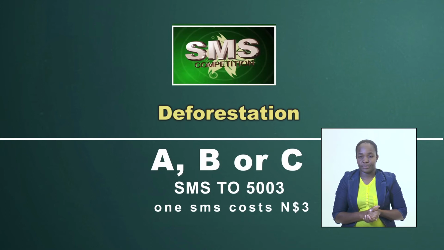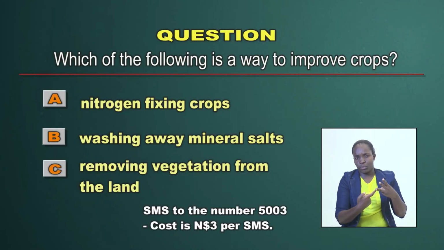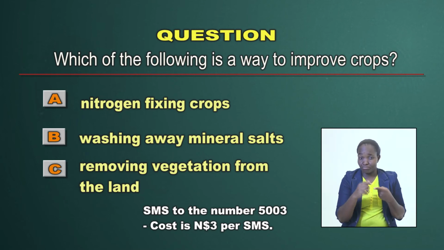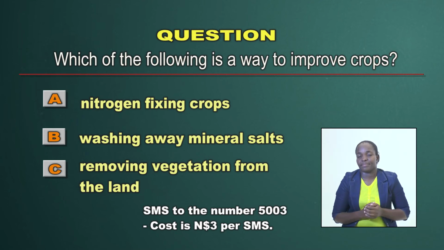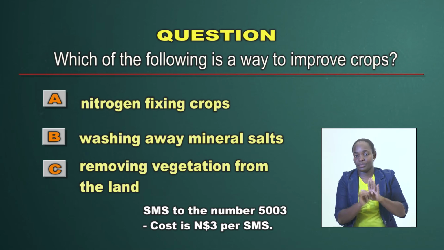Here is the question. Which of the following is a way to improve crops? A, nitrogen-fixing crops. B, washing away mineral salts. Or C, removing vegetation from the land. Which one of these methods is a way to improve crops? I'm sure you know the answer straight away.